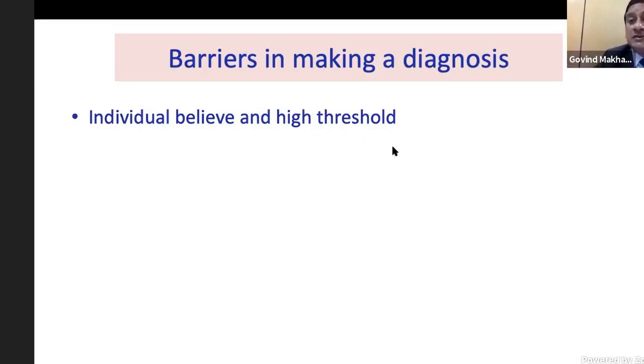So we don't think about this disorder and we keep a very high threshold for making a diagnosis. I want to see esophageal rings before I think of EoE. The picture in mind is that EoE means esophageal rings, which occur in only some patients, not in all patients. Therefore, we keep a very high threshold. With a high threshold, you are going to miss the diagnosis, and you are going to make the diagnosis only in the stage where the disease is more classical, more advanced.